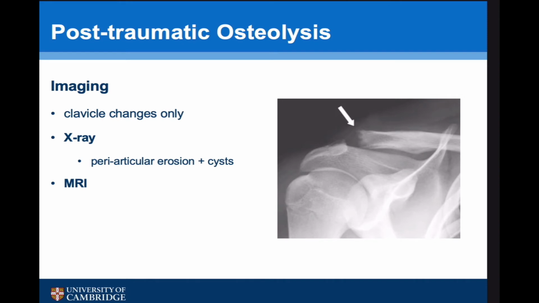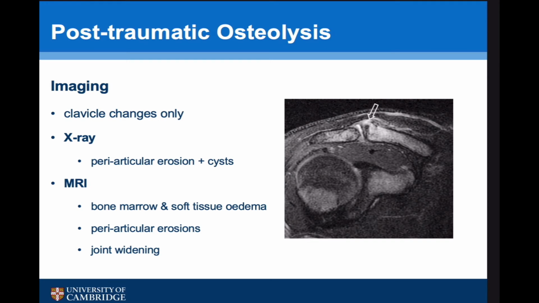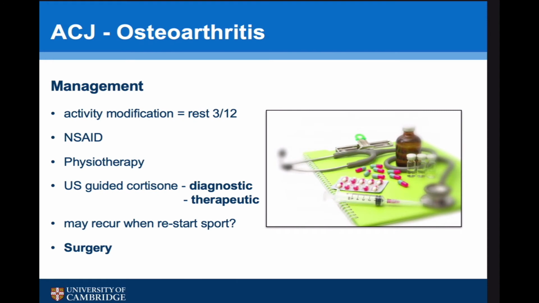On plain X-ray, there are clavicle changes only, where they get periarticular erosions and cysts. And on an MRI scan, again, you just see changes on the clavicular side. They've got bone marrow and soft tissue edema, periarticular erosions, and in more advanced or longer standing cases, they can have joint widening.